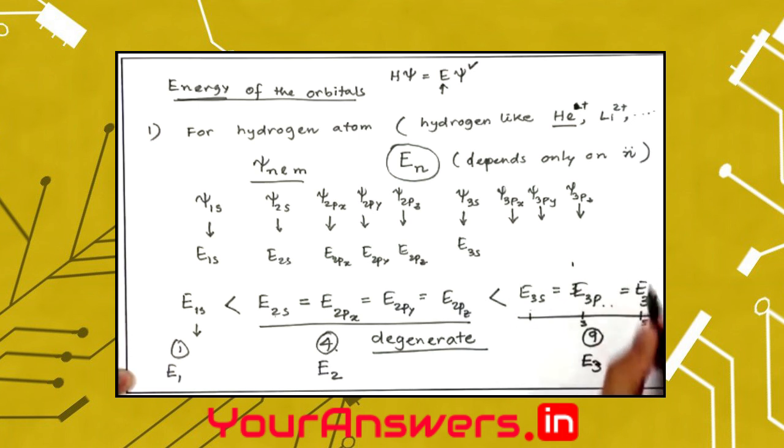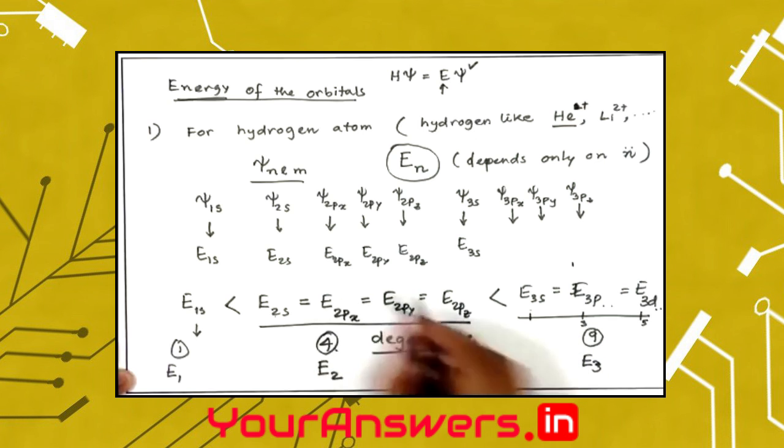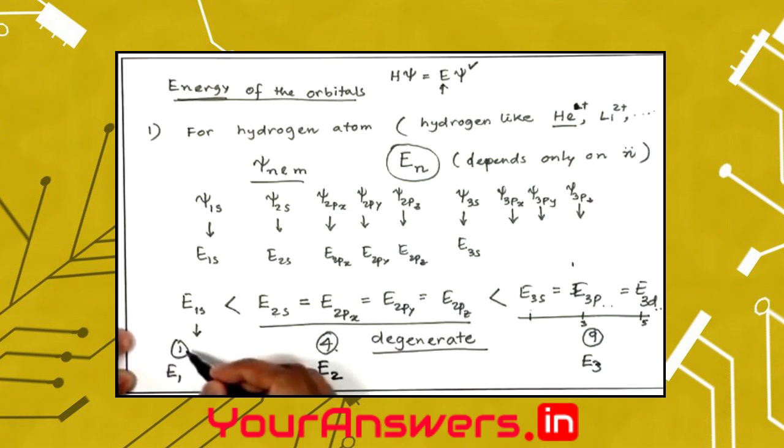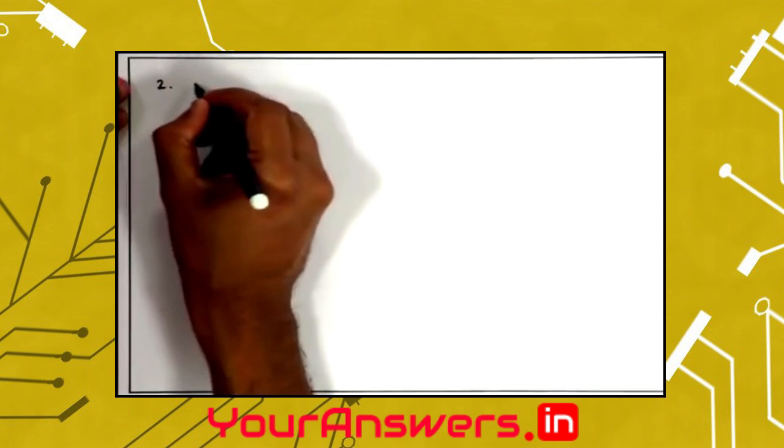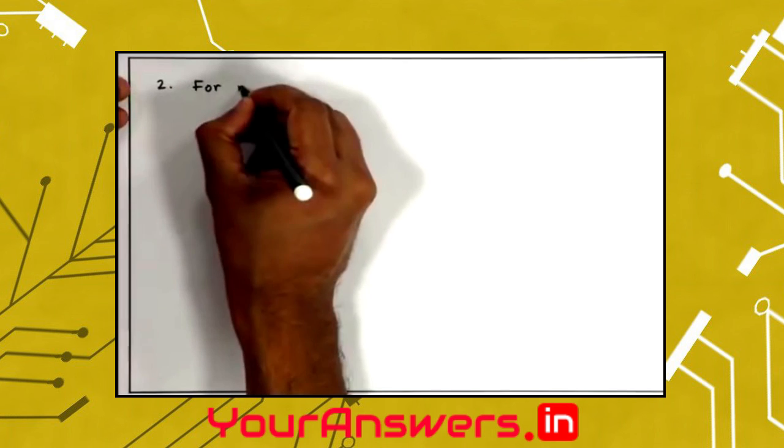So, the third energy level of hydrogen atom is 9-fold degenerate, the second energy level of hydrogen atom is 4-fold degenerate, and the first energy level of hydrogen atom is non-degenerate or simply single fold degeneracy. Now, we will talk about the second case, for multi-electronic systems.